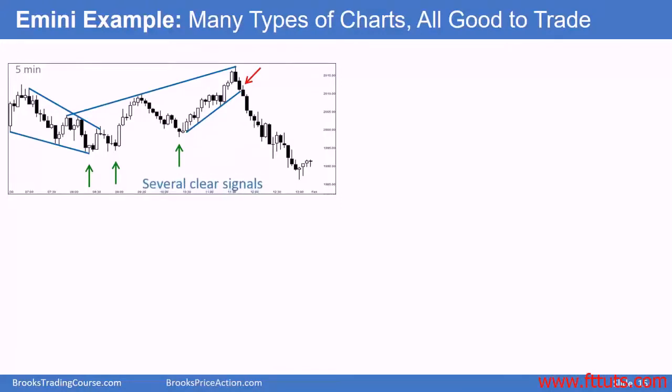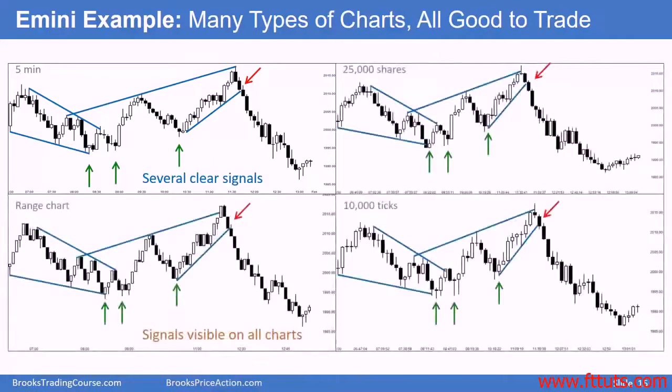So there are several clear signals on a 5-minute chart. Now, what about other types of charts, like charts based upon the number of shares or contracts, range charts, or tick charts? So here are those other alternatives. And you can see the patterns are the same. The shape is not perfectly identical.